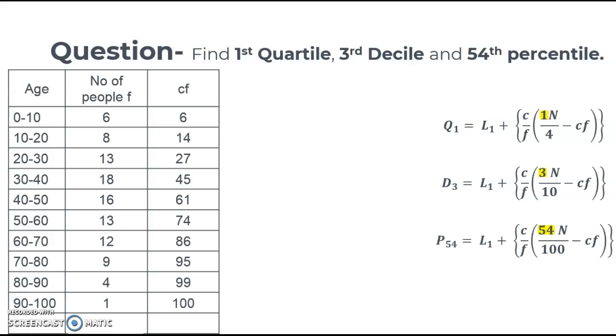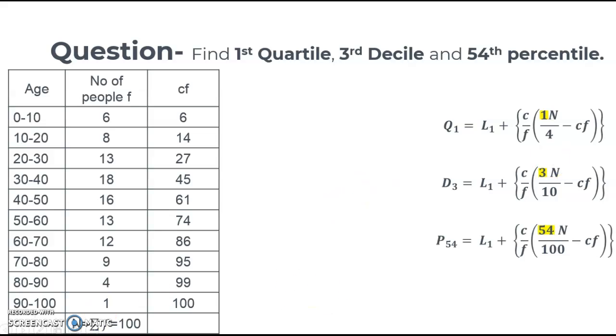Now once you complete the column of cumulative frequency, you need to find the value of n. Now n is nothing but the summation of frequencies. So n is the summation of f, that is nothing but 100. So now the next task is to find out the quartile class, decile class and percentile class. We will start with the quartile class.